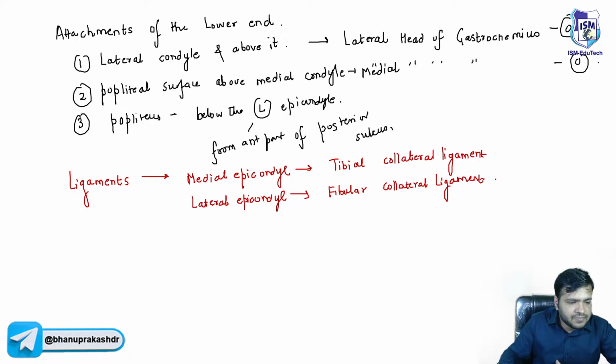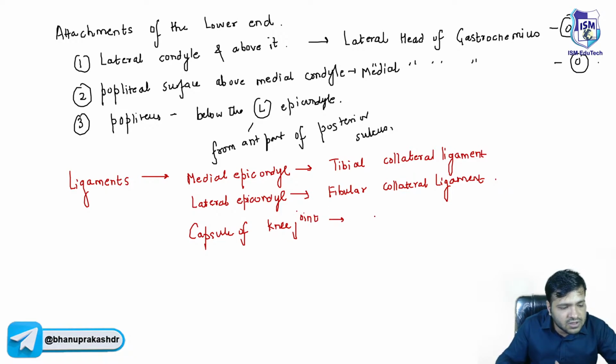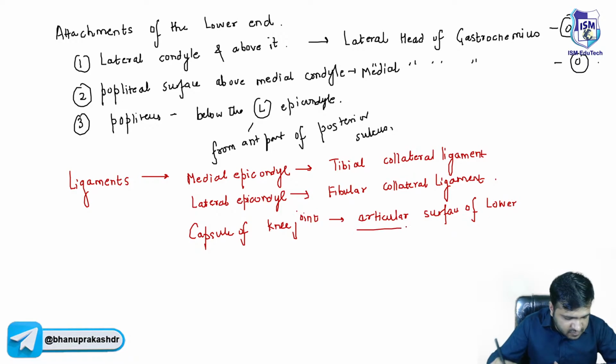Then we have the capsule of the knee joint. It is attached around the articular surface of the lower end of femur. Articular means the surface which will form the joint. So it is the capsule of the knee joint, attached around the articular surface of the lower end of femur.